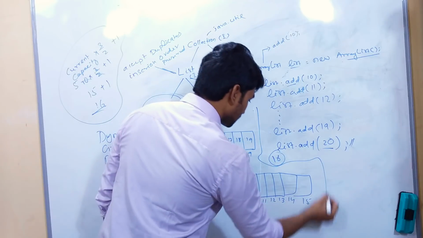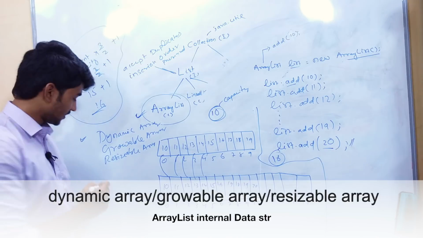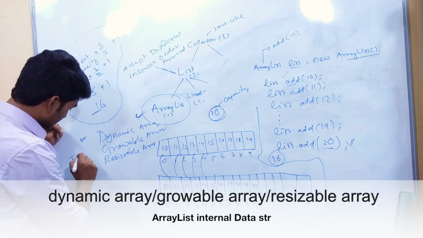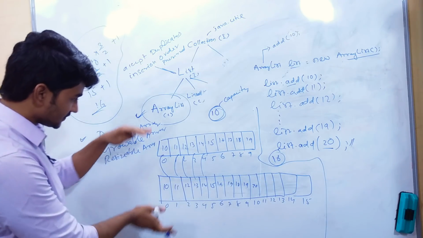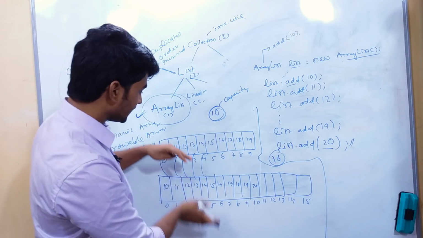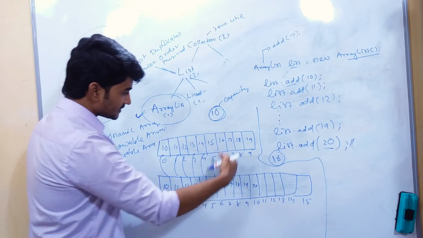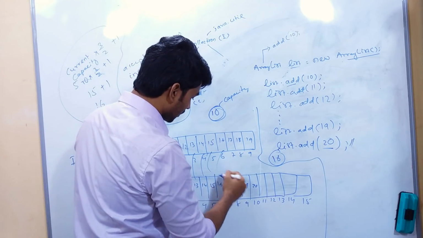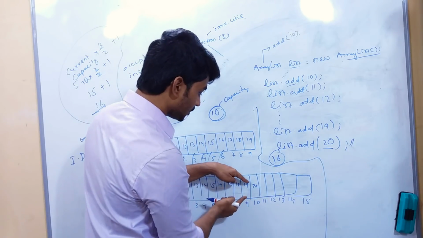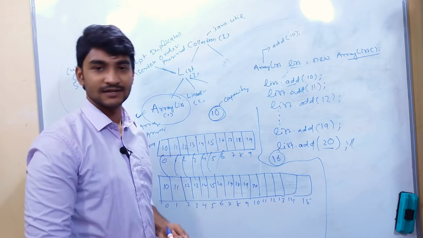Internally, the Sun Microsystem people have implemented this concept, and this concept is called dynamic array or growable array or resizable array. And this data structure has been internally implemented. So whenever there is some more space required, it is going to create a new array, and once this array is created, all the previous elements are going to be copied to the new array, and the element that you want to insert is going to be inserted to the specific bucket. Simple, right? The corresponding bucket, this 20 is getting inserted.